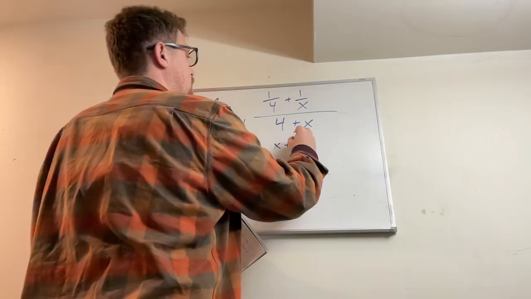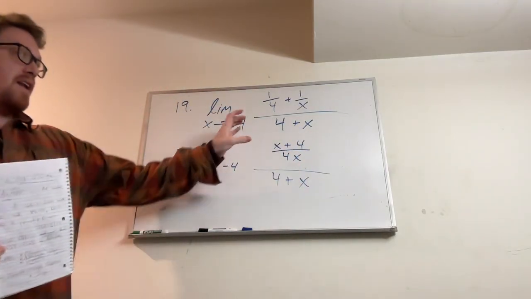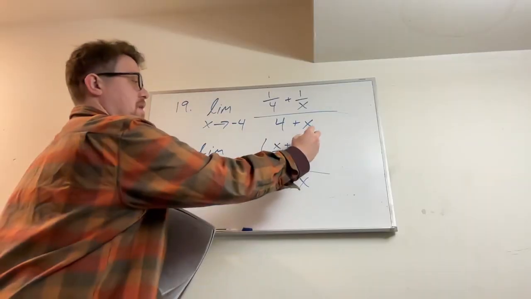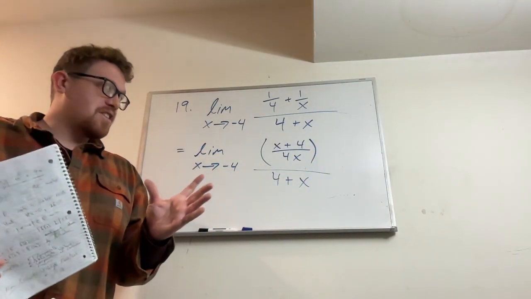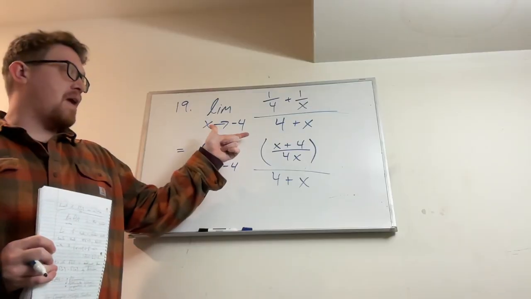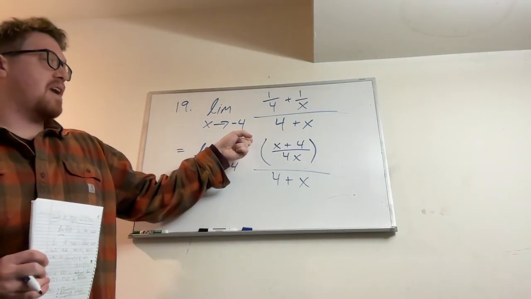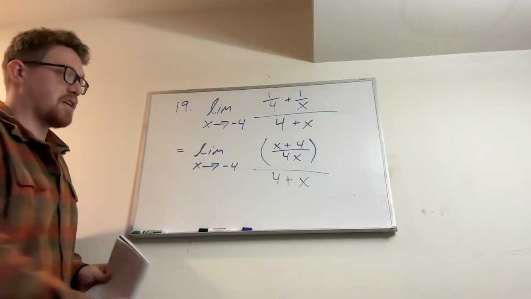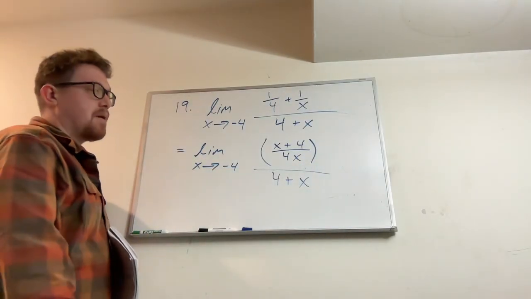X plus 4 over 4x, and then we're dividing this whole thing by 4 plus x. And if you remember your fraction math, when you have a divided by b and then you divide that whole thing by c, that's the same thing as a divided by b times c. So I can just take this denominator here and multiply it on the bottom, and we get the same thing.